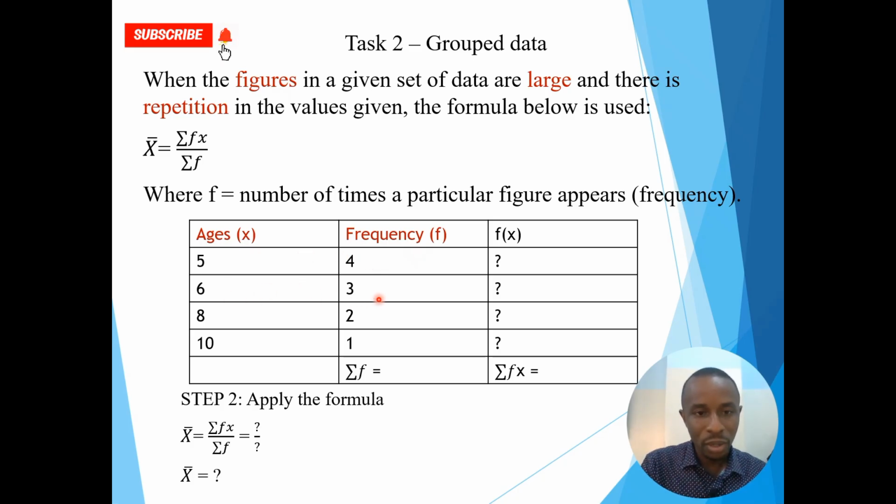Age 6, we have 3 students. Age 8, we have 2. Then age 10, we have just 1 student. So following the example, x bar equals. I'll be giving you 2 minutes to complete the task. Just follow the steps. You can see fx is this times this, write it out. And after multiplying, you add everything together. You also add the total number of students together to get your answer.